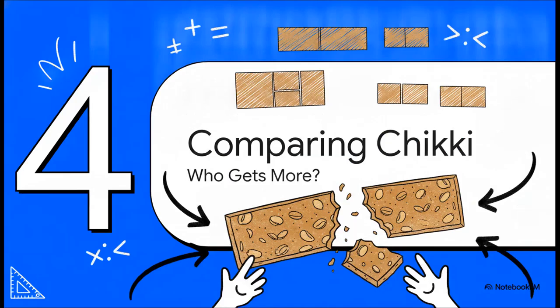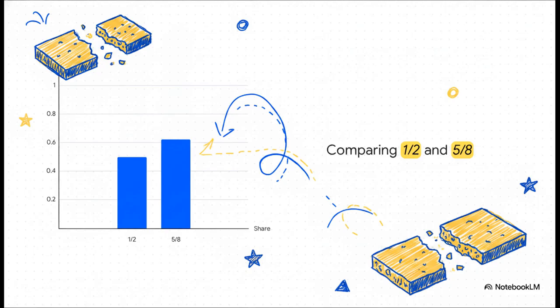Section 4. Comparing the chikki shares. Who gets more? Now, with our visual math tools completely sharpened, it's time for some friendly competition using rectangular bars of sweet, delicious peanut chikki. What's really interesting here is how clearly we can answer a tricky question.